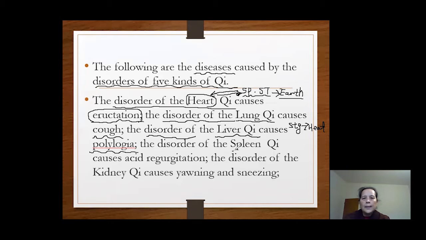And the spleen qi disorder still causes middle jiao disorder, like we talked about with the reflux. Still middle jiao disorder, the same as we talked about before. And kidney qi disorder.